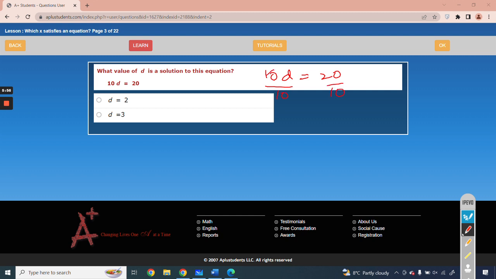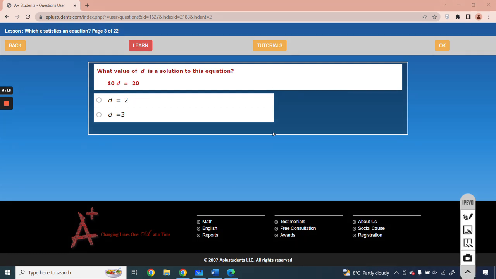Got it? So 10 and 10 cancel out with each other. It is d, and 10 times what number is 20? 10 times 2 is 20. Got it? So option number 1 is the correct option. d equals 2 is the correct option. Just select the correct option and click on the OK button. Got it? So it is d equals 2.